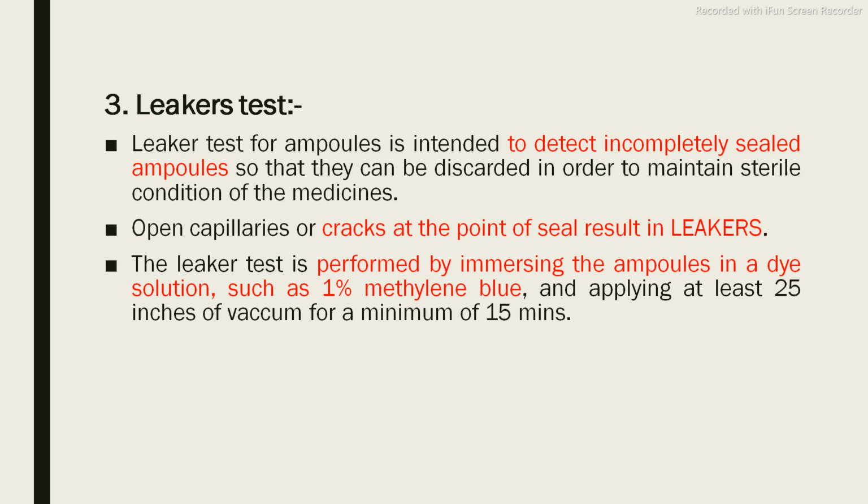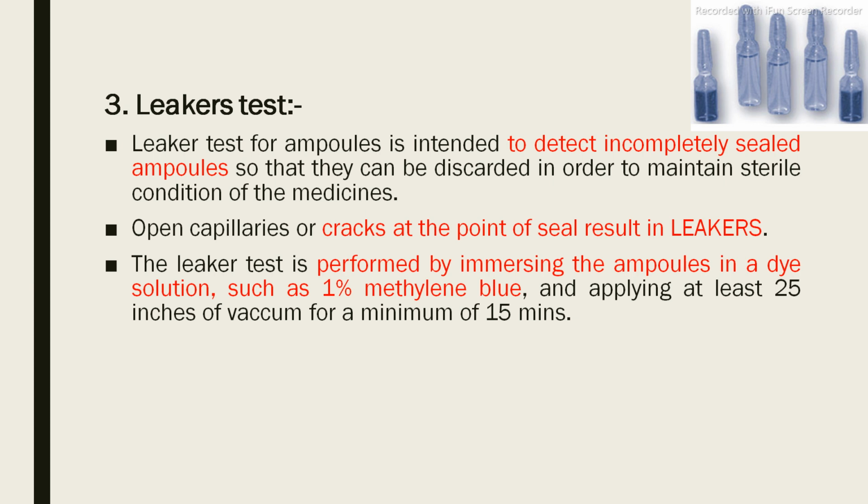After 15 minutes you can see this type of results. In this image you can see that three ampoules are clear and three ampoules contain the methylene blue. Because of the 25 inches of vacuum pressure, methylene blue will start to penetrate inside the ampoules if there is a presence of fine cracks or holes. Through these fine cracks the methylene blue solution may enter into your ampoules and the whole preparation becomes blue in color. Whichever ampoules become blue will be directly discarded, meaning they have a leakage problem.